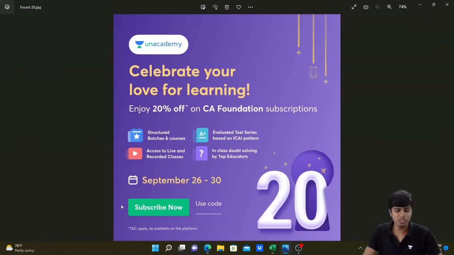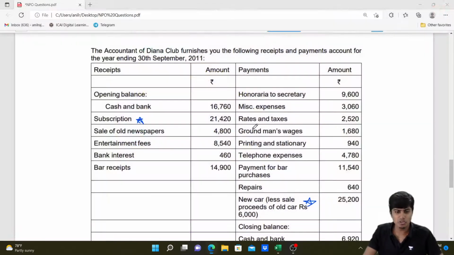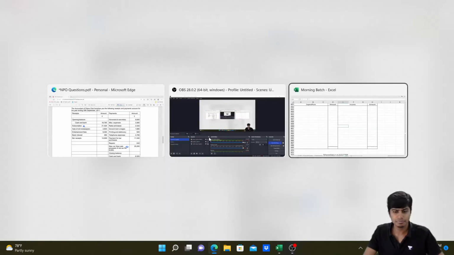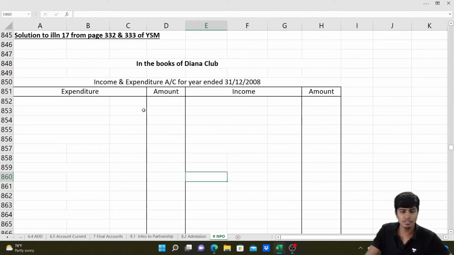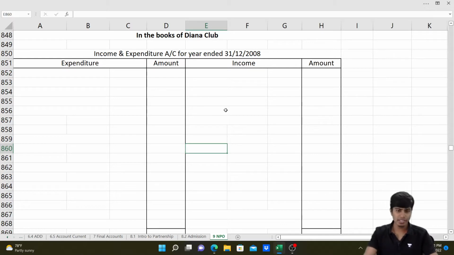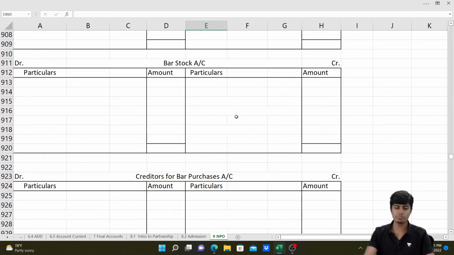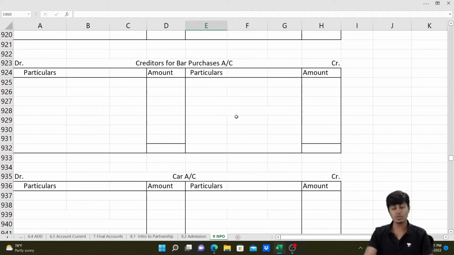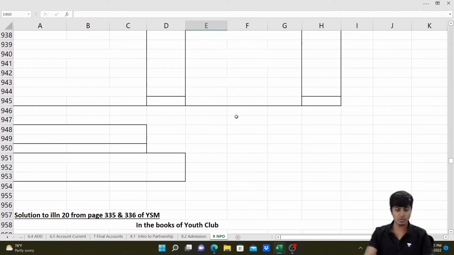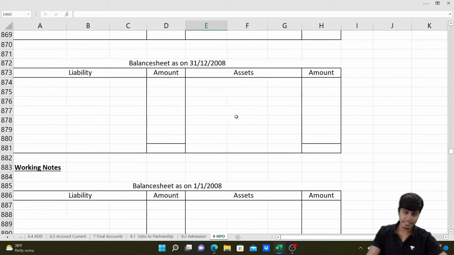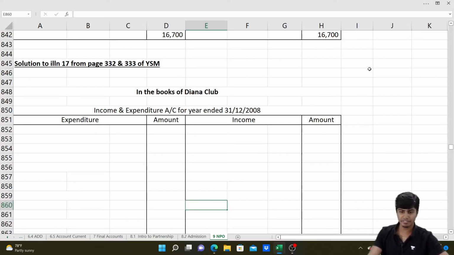Great. So let's start. Solution to question, in the books of Diana Club. Income and expenditure account, balance sheet, opening and closing, as well as subscription, bar stock, and creditors for purchase account. We also need to adjust our car account. Fine. Great. Let's start. So what is the first item that we have?